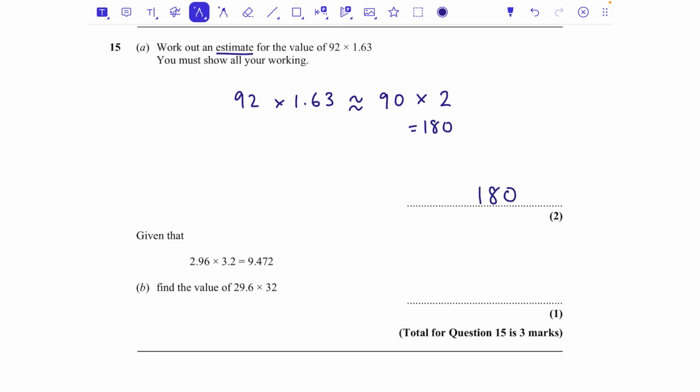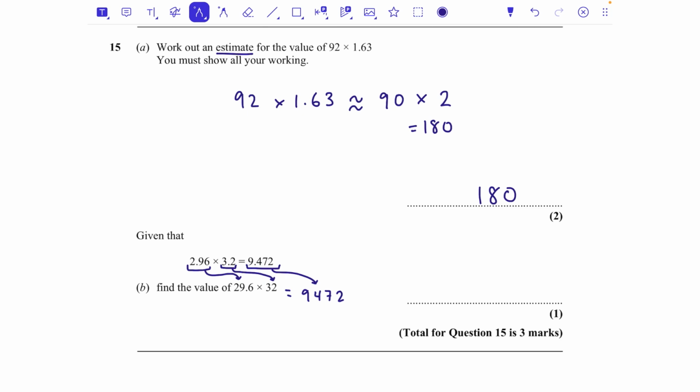Then for part B, it says, given that 2.96 times 3.2 is 9.472, find the value of 29.6 times 32. So because these digits haven't changed and these digits haven't changed, our answer digits are not going to change. So we know that those digits are correct. What we need to work out is the place value. Where are we putting that decimal point?